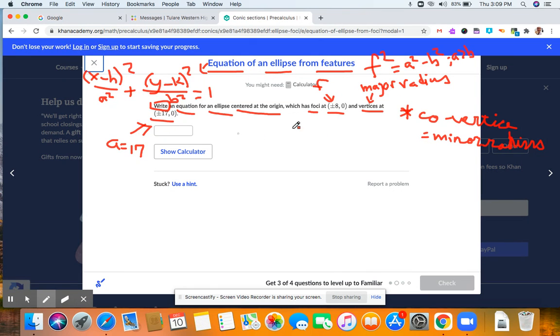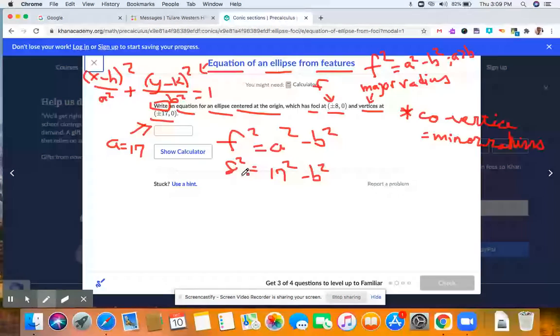Okay, so first we know what A is, what's our B. So f squared equals a squared minus b squared. Let's plug it in. F is 8. A is 17. And it looks like we're looking for B now. All right, so 8 squared is 64. 17 squared is 289. Using my calculator just to make sure I don't make a mistake on that.